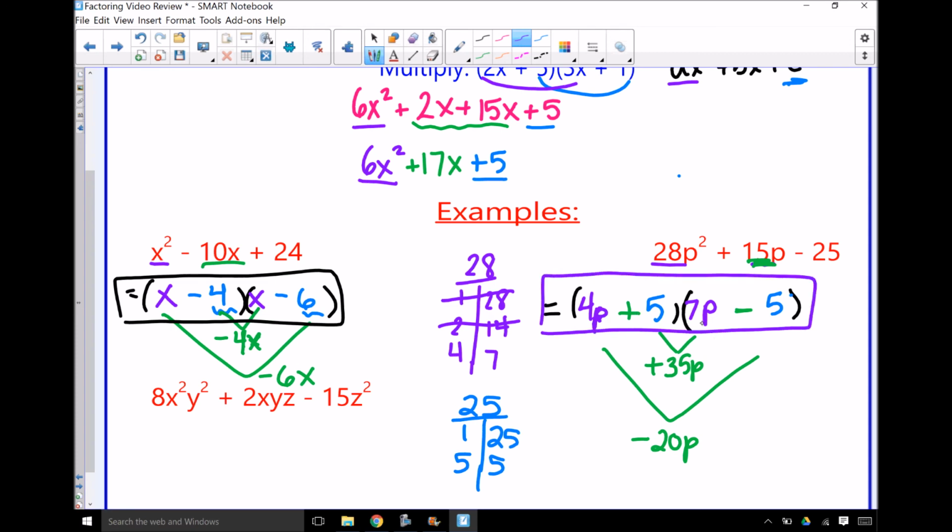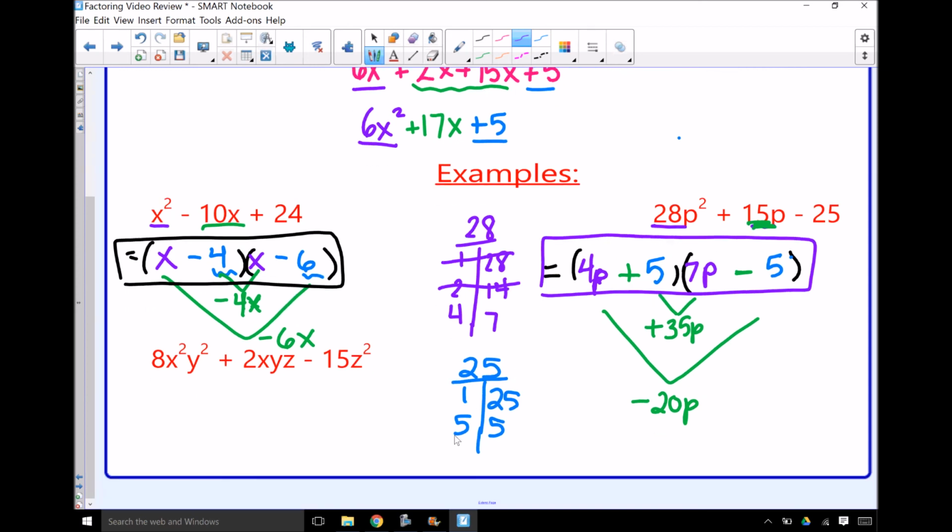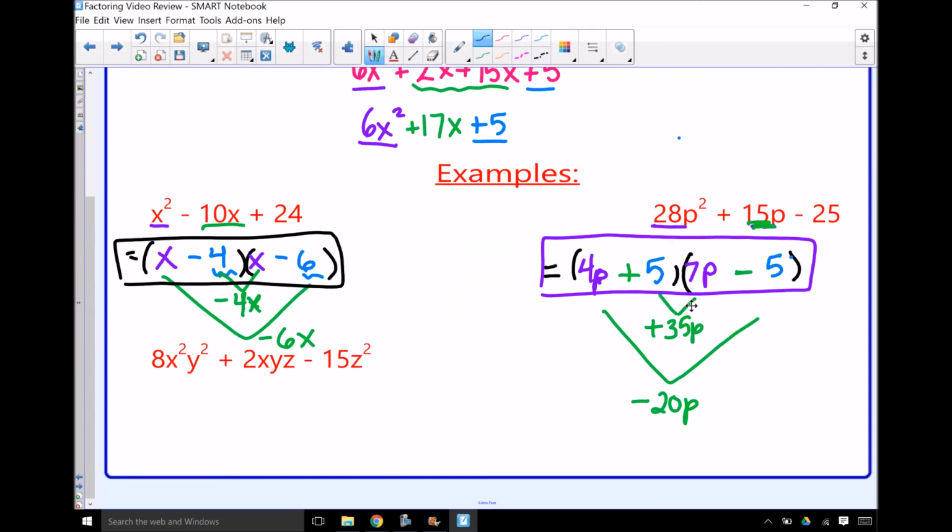Okay, I know that 4p times 7p is the 28p squared I want. 5 times negative 5 is negative 25. And then this 35 and this negative 20p's add up to give me positive 15p. Okay, last example of trial and error.